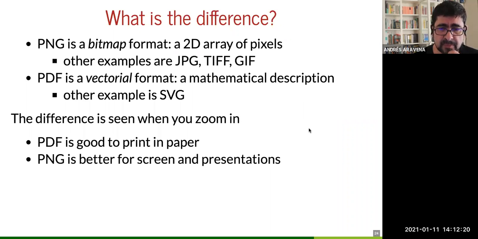So, in other words, if you are going to print the paper, try to make PDF or SVG. If you are going to present in a slide, do PNG. Try to have high resolution anyway, but do PNG. If you are managing a picture, like a photo, use JPEG. If it's not a photo, don't use JPEG.